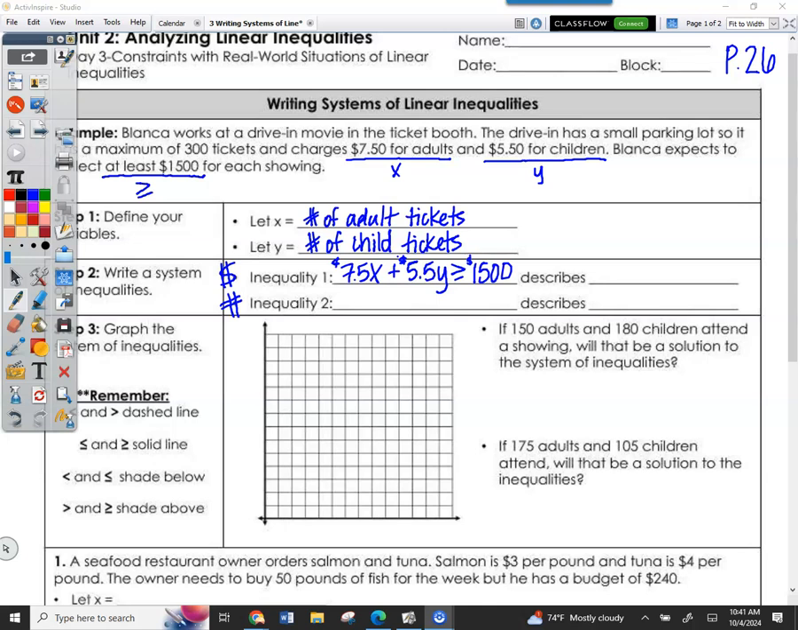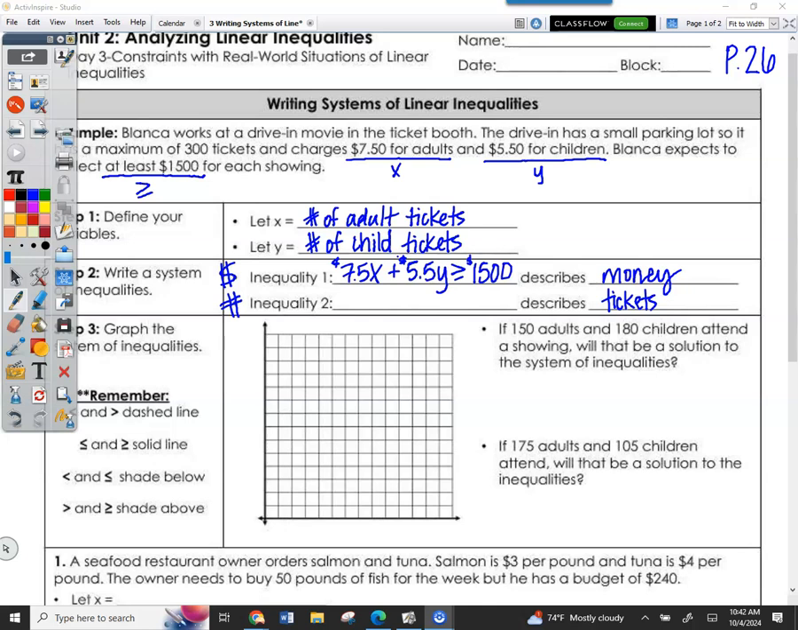So this inequality represents money. Everything in there is money. Now we're going to do an inequality that represents counting up the number of tickets. So the next one is going to be the tickets. Not the cost of them, but like counting them.